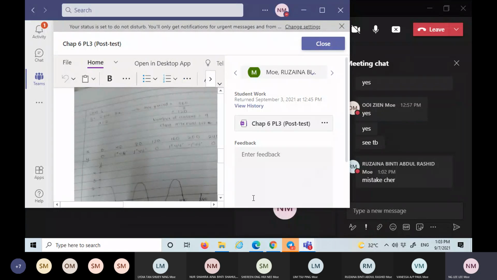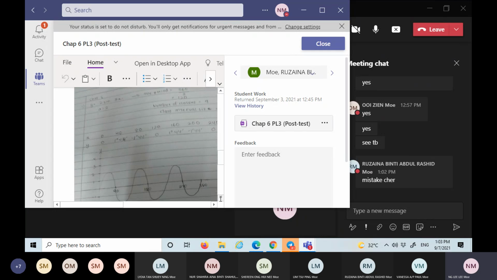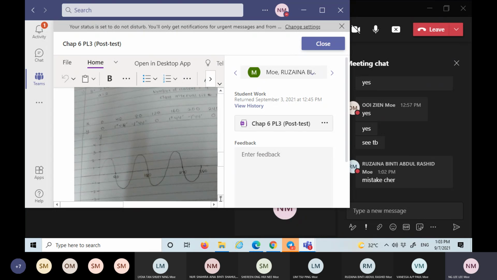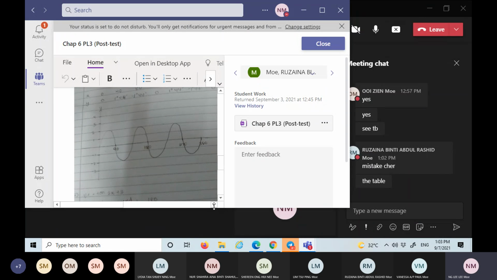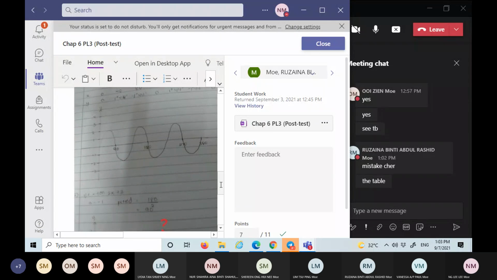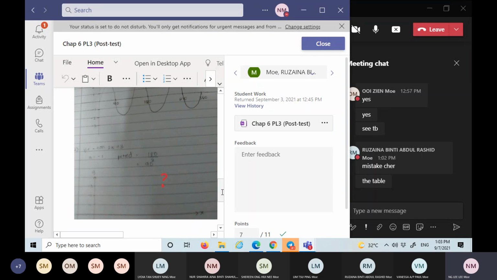Mistake, what mistake? I don't know what mistake there. The table mistake then means you are not using your table. If no need table also you can get correct already, then why do you want to waste the time to make the table? And then question 2 you didn't try. Okay, so we go to next girl.